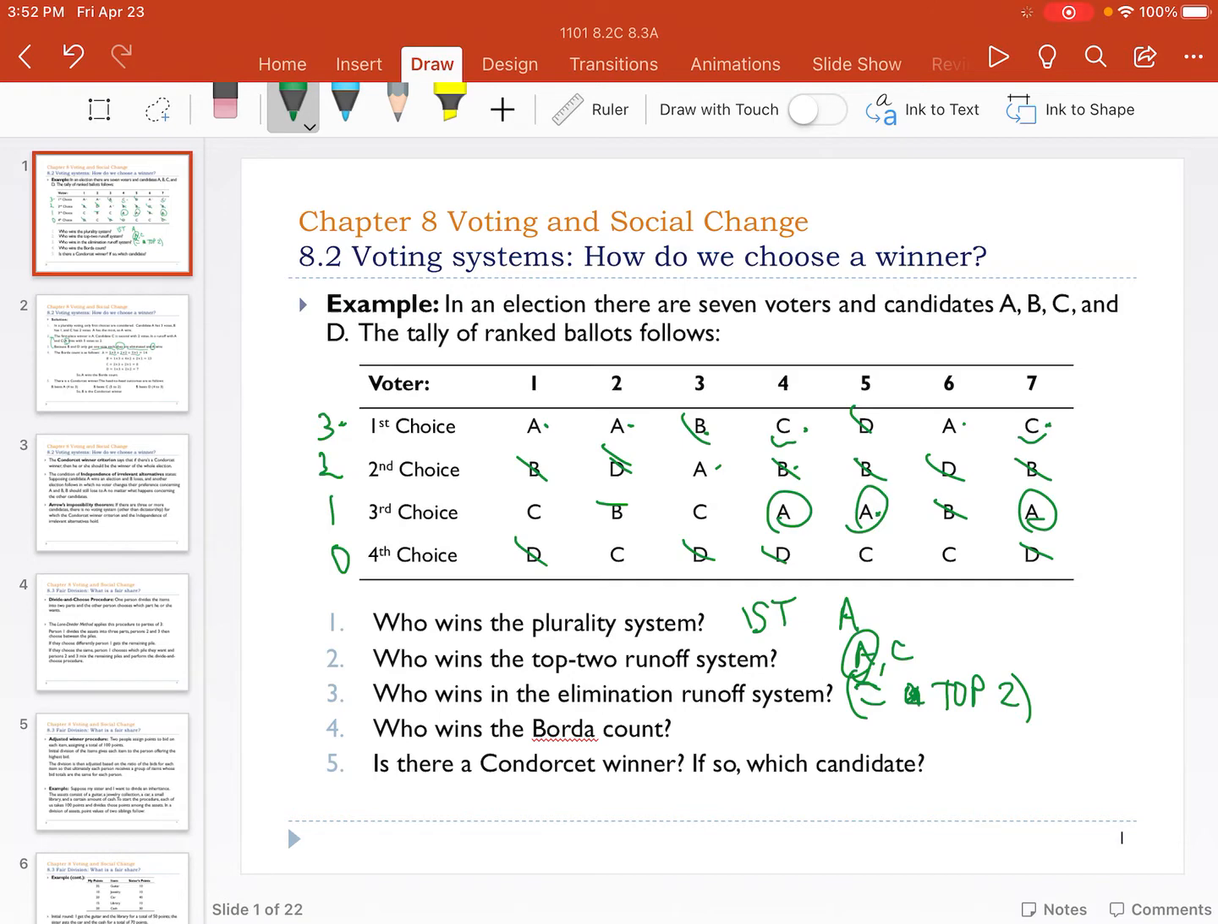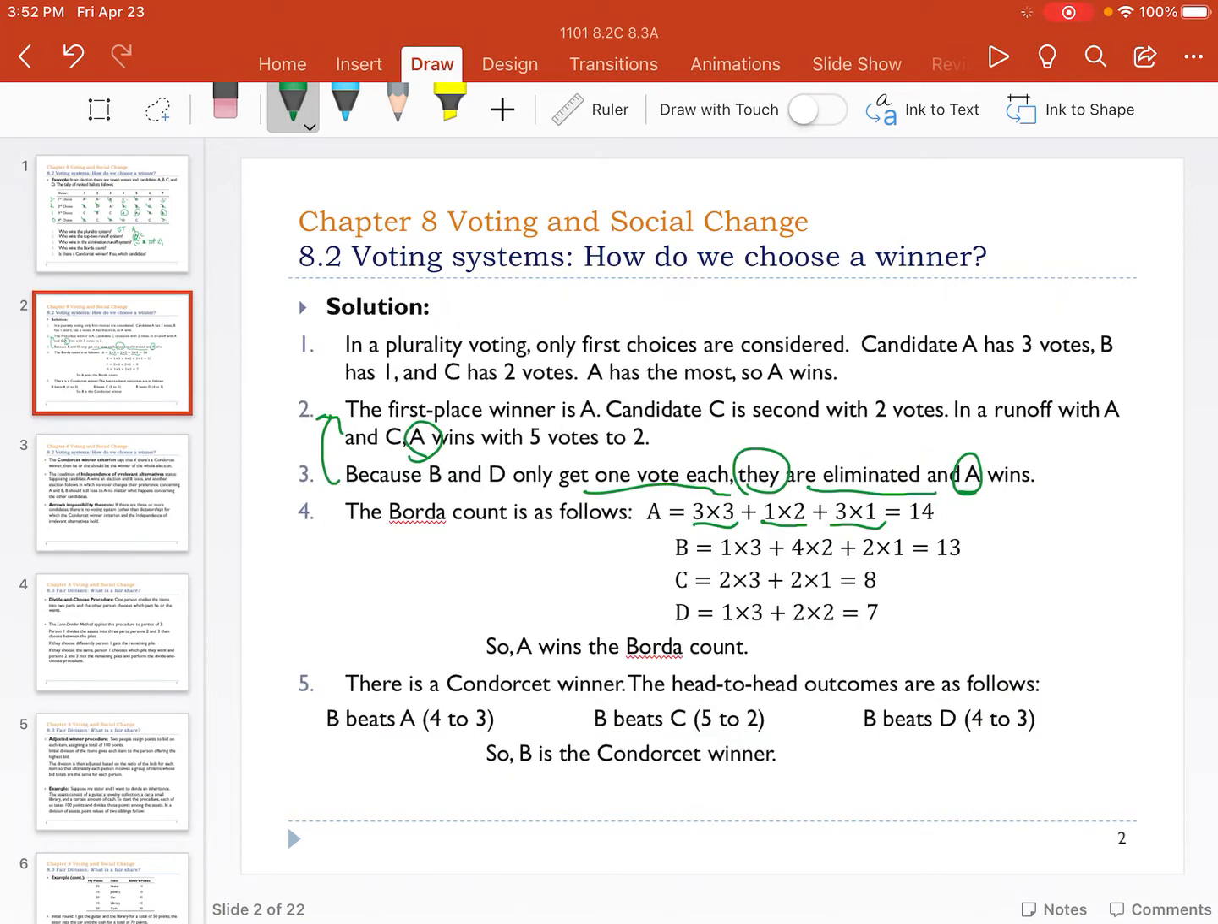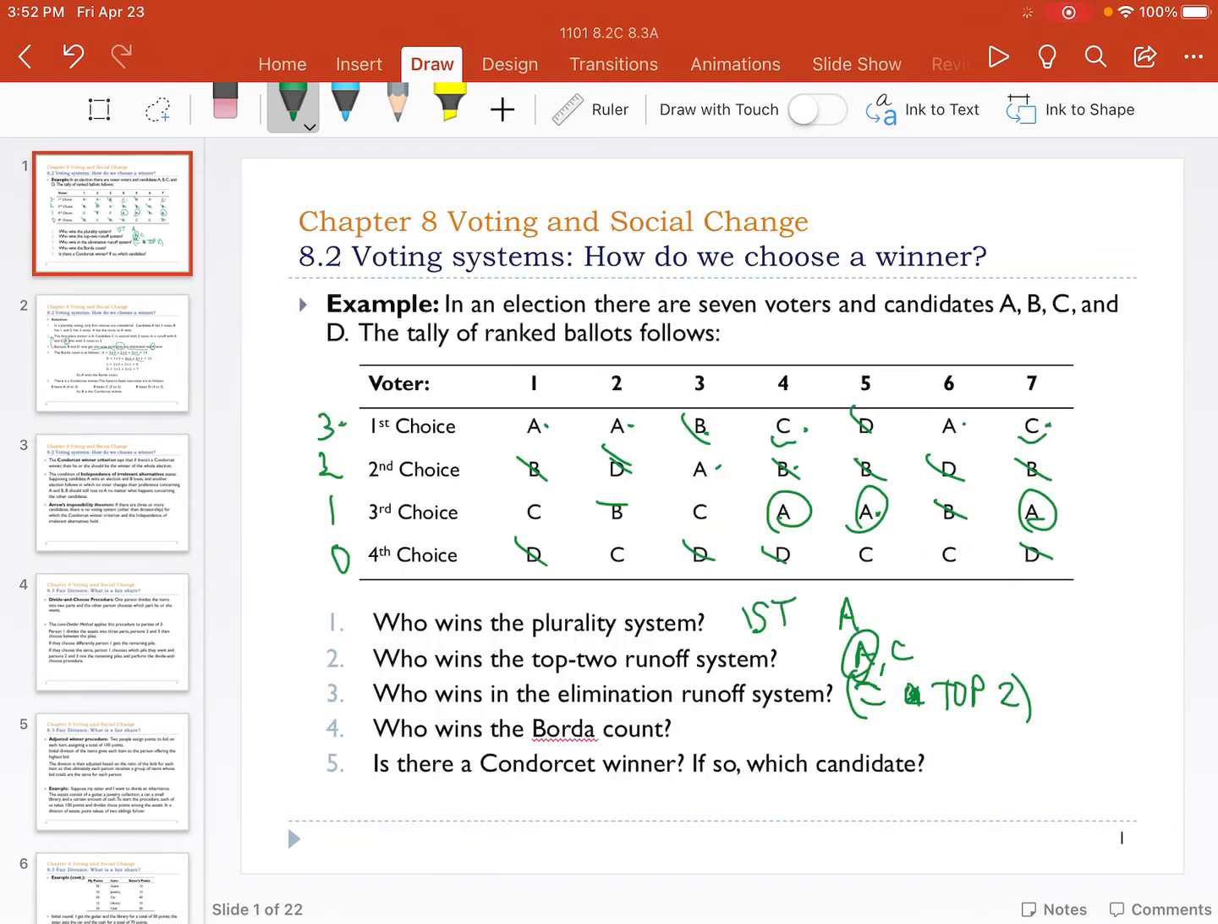What about B? B, of course, got 1 first place, so they get 1 3-pointer. They got a whole bunch of second places, though. They got 4 of those. So let's see, we've got 4 second place votes. But ironically, second place gets 2 points. You can't count on that, but it just happened to land this way. And they got a third place vote, and that counts for 1 point.